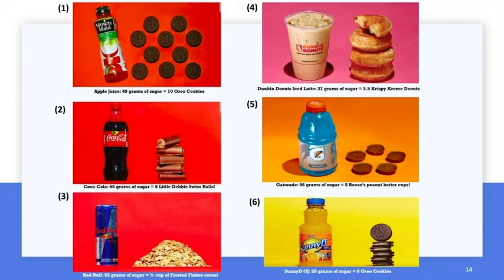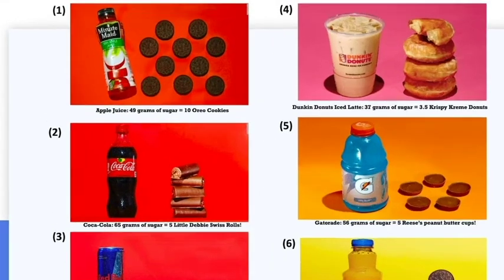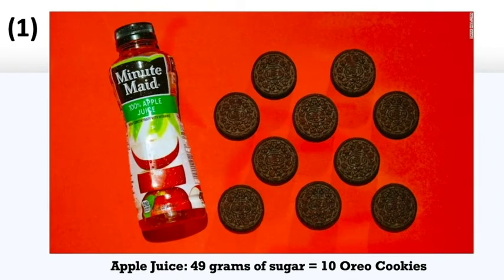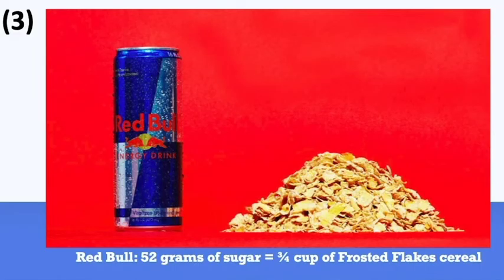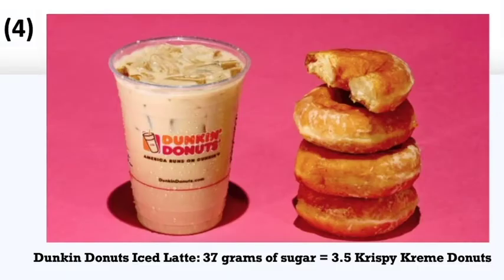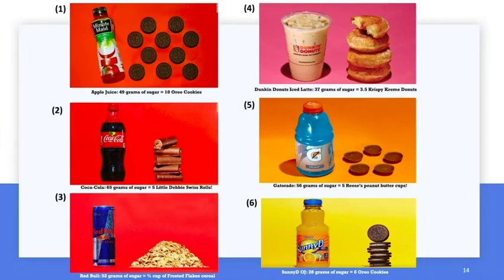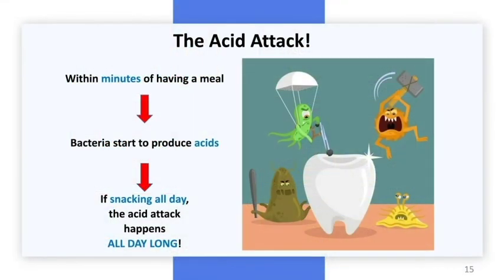I love this slide, and I encourage you to come back after the presentation is done and take a better look at it, because things that we have in our everyday life in terms of drinks have so much sugar in them. 100% apple juice, which seems healthy, has the equivalent of 10 Oreo cookies. You can see the equivalent of how much sugar is in Frosted Flakes cereal is in the energy drink of Red Bull. An iced latte from Dunkin' Donuts is the equivalent of 3.5 Krispy Kreme donuts. It's very important to note that things that you may not even realize do have a lot of sugar in them. So it all goes back to this acid attack.